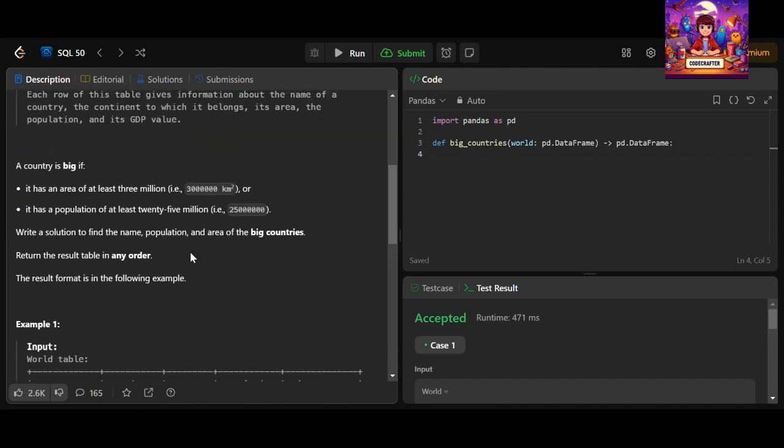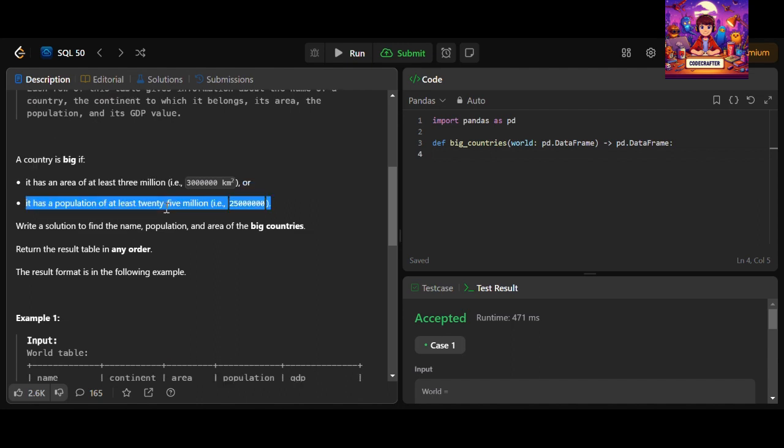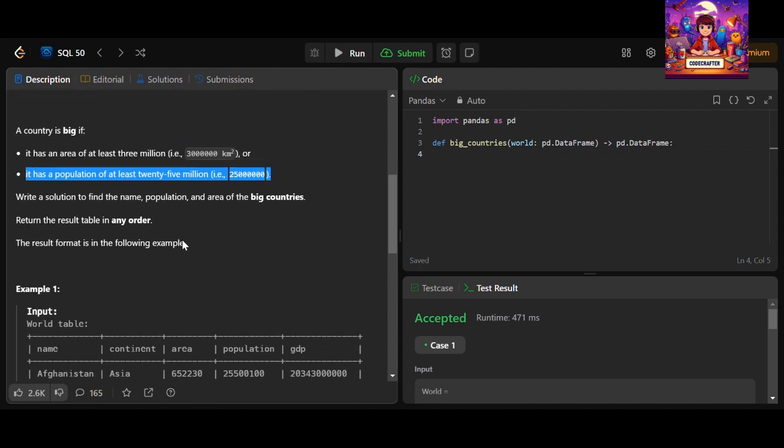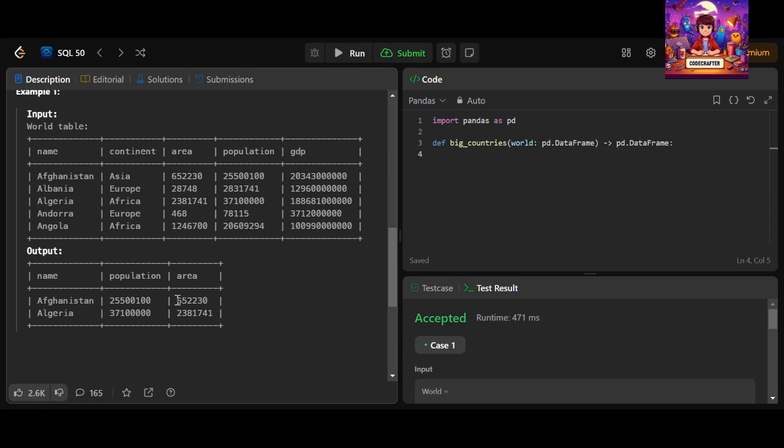So what is the second condition they mentioned? They interlinked it with or. I hope everyone knows the meaning of or. So if you see the second condition, population needs to be at least 25 million. Afghanistan has more than 25 million population, and Algeria has more than 25 million population. So that's the output we got.